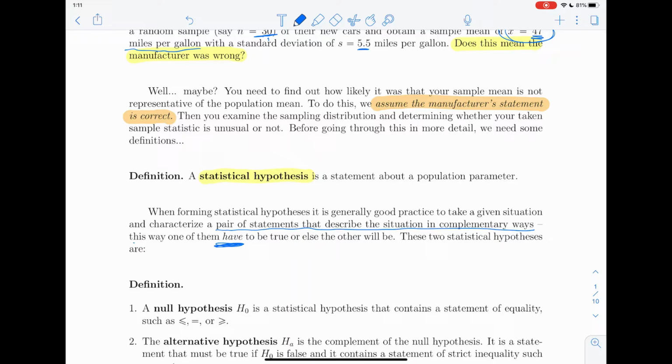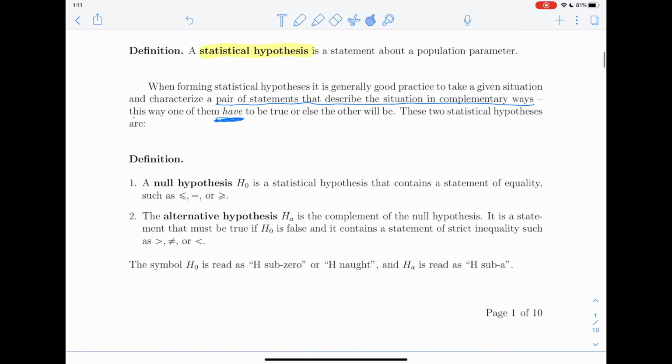So that means it's binary. There are only two options. Every time we encounter a given situation and build out these two claims, we're going to give those claims names. We're going to call one the null hypothesis, and the other one the alternative hypothesis.